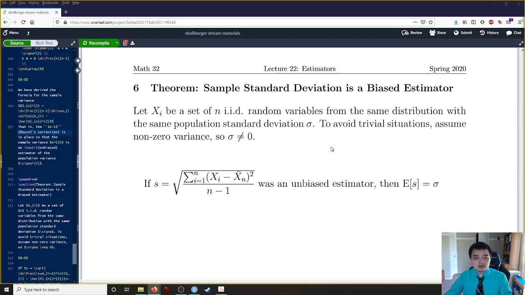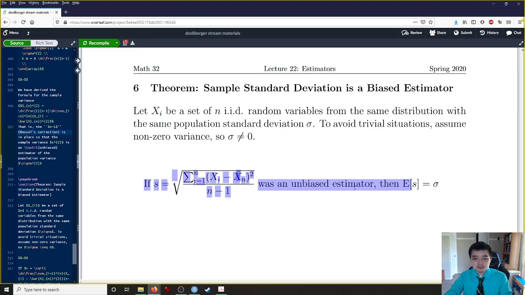Similar setup, the X sub i's are IID. They have the same population standard deviation sigma. And just to avoid that troll of a very trivial situation, we're going to assume non-zero variance. That is to say, if all your data had zero variance, that means every single observation was the same number, and it wouldn't be worth studying in a probabilistic sense in the first place.